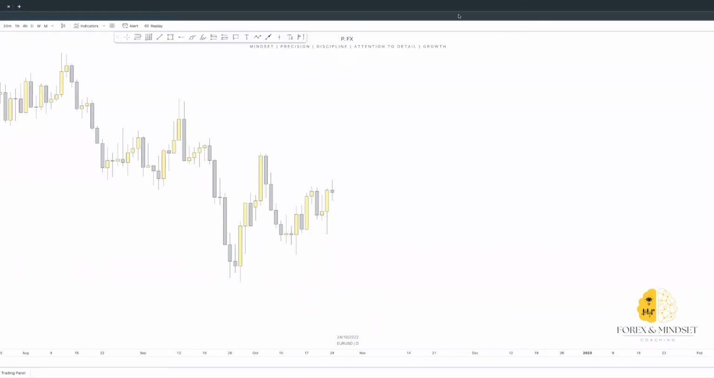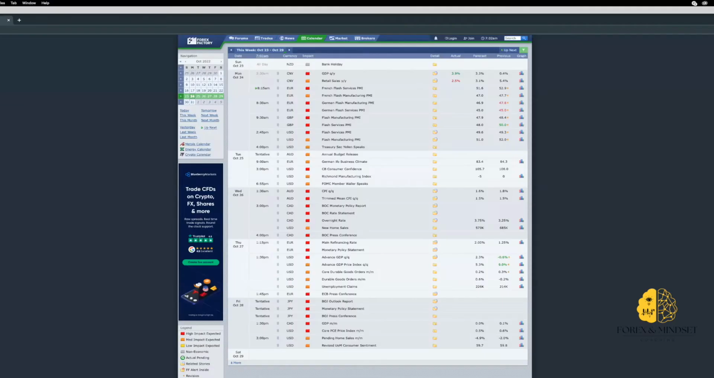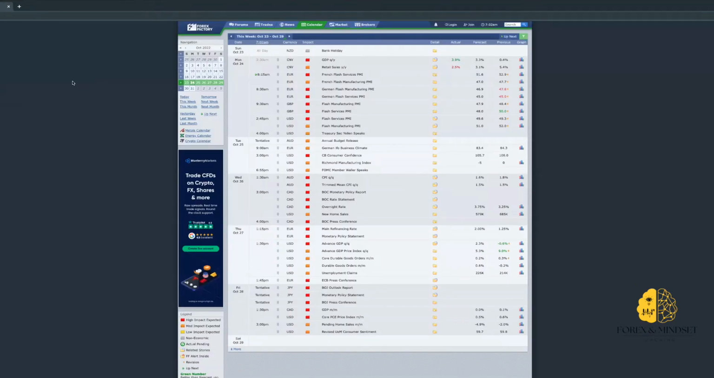Good morning, everyone. We are doing pre-London Open analysis. We have a fresh week, and let's take a look at the news for this week this morning. And this morning, we've got actually plenty of news for Euro.